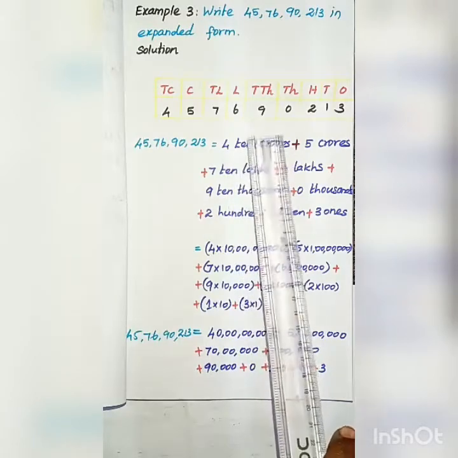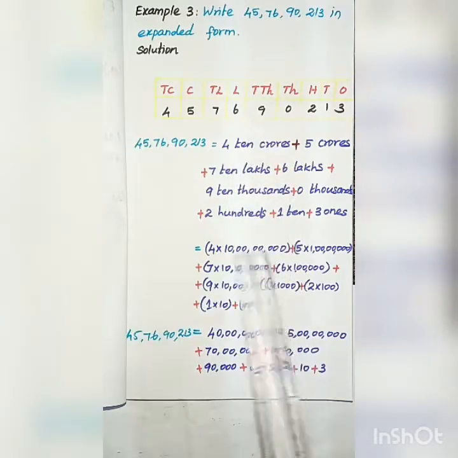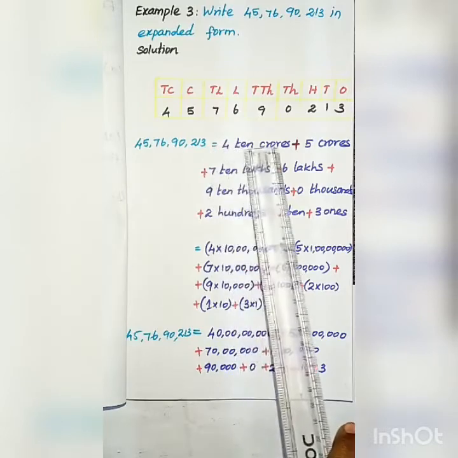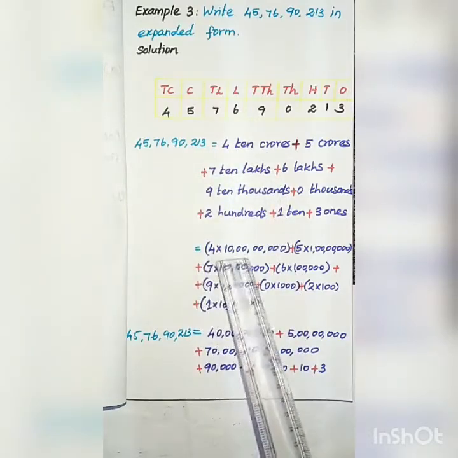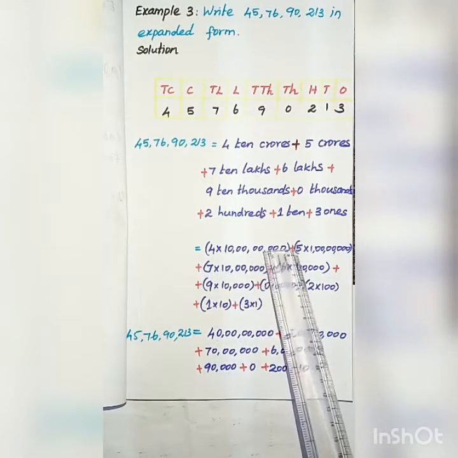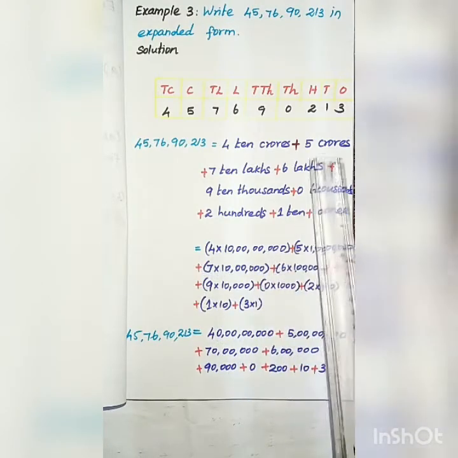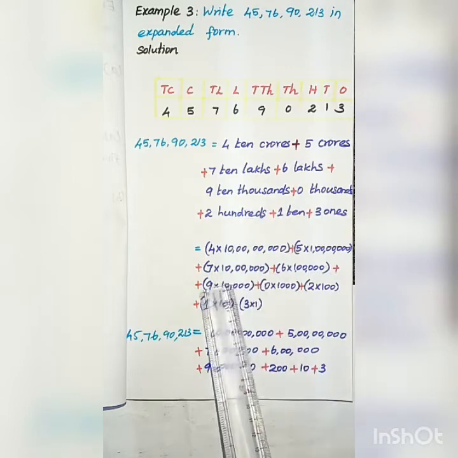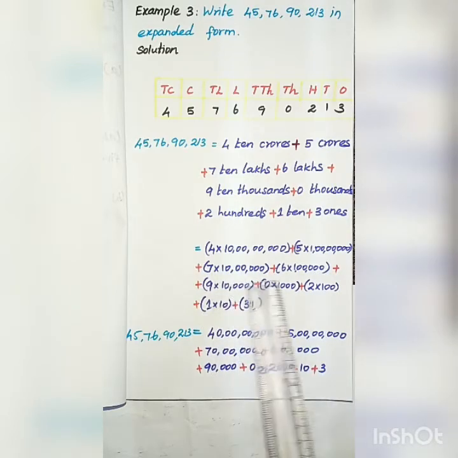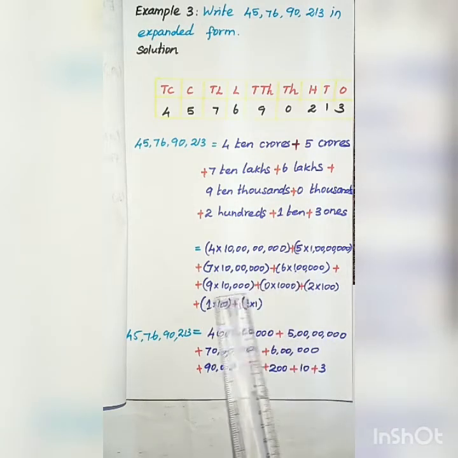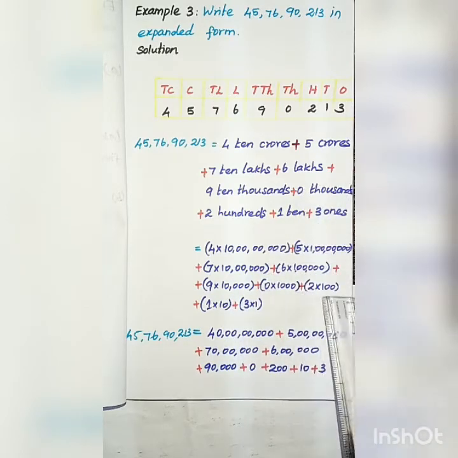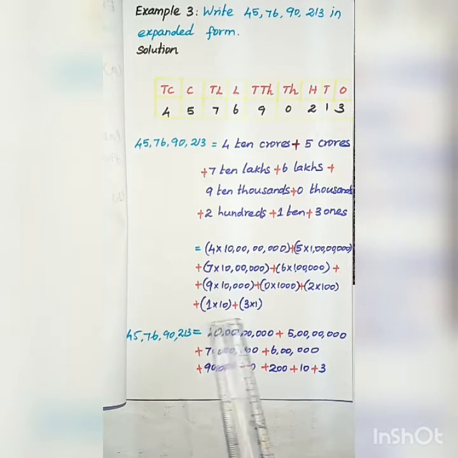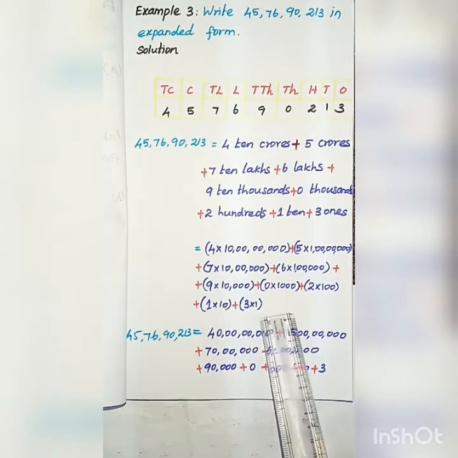Next, you write these as the words of the number. 4 into 10 crore, plus 5 into crore, plus 7 into 10 lakhs, plus 6 into lakhs, plus 9 into 10,000, plus 0 into 1,000, plus 2 into 100, plus 1 into 10, plus 3 into 1.